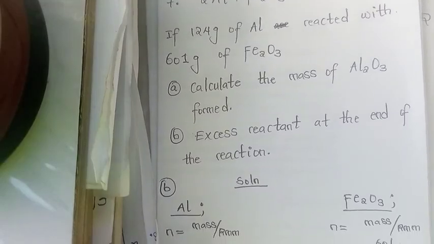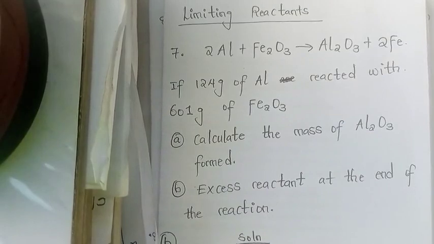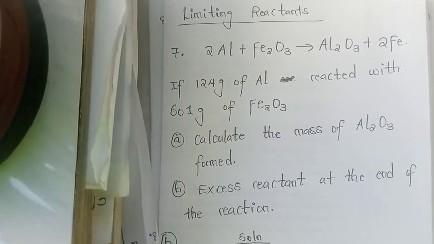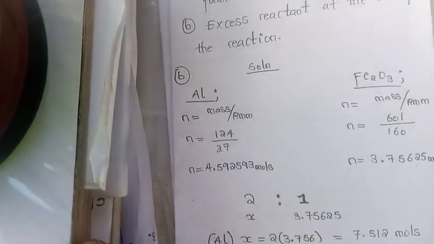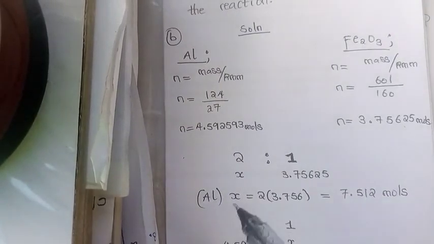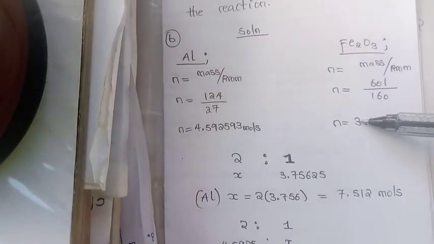So let's start. When you're given a question like this, how do we proceed? Bear in mind, you are given the mass of all the reacting substances. When you are given the mass of all the reacting substances, it must click in your mind that they are looking for the limiting reactant or limiting reagent. So what is the first thing? We proceed. I'm going to calculate for aluminium and for iron oxide.